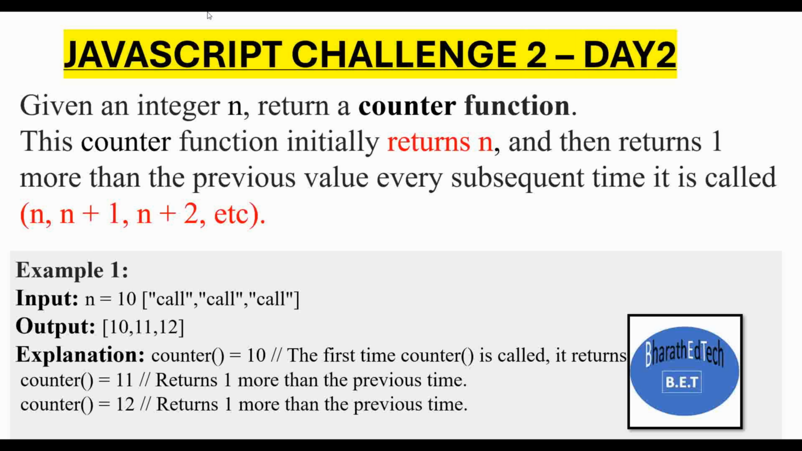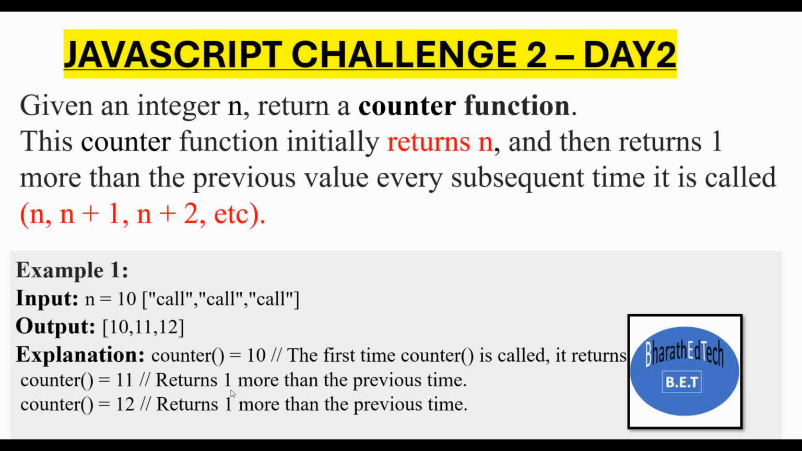Today we are doing JavaScript challenge 2 and our challenge is: given an integer n to a function, that function should return a counter function. This counter function should initially return the value n. After the first call it should return n, and after every subsequent call it should return n plus 1, n plus 2, like that.